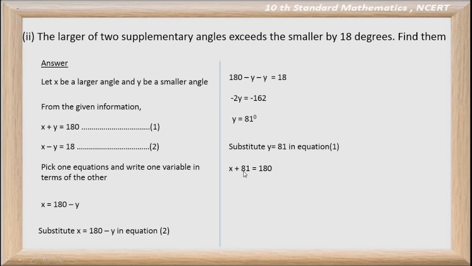So x plus 81 equal 180. So x equal to, see here, this is addition, it will go this side and become subtraction. So 180 minus 81 is 99 degrees. Now we got both angles x and y. Hence the angles are 99 and 81.